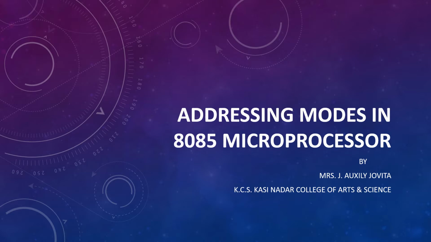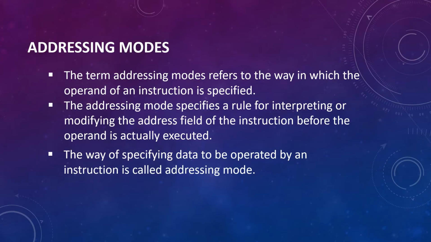In this video, we are going to discuss addressing modes in the 8085 microprocessor. Definition of addressing modes. The term addressing modes refers to the way in which the operand of an instruction is specified. The addressing mode specifies a rule for interpreting or modifying the address field of an instruction before the operand is actually executed. In a simple way, we can say that the way of specifying data to be operated by the instruction is called addressing mode.